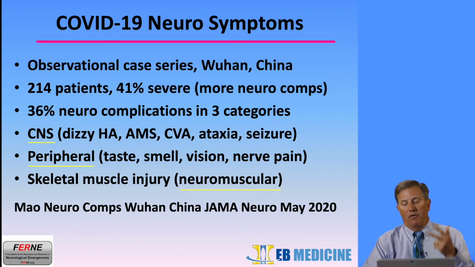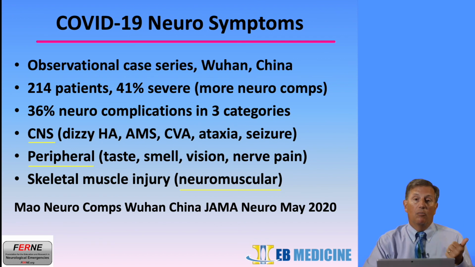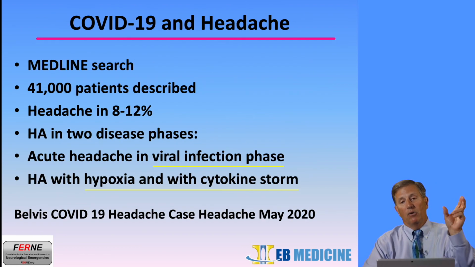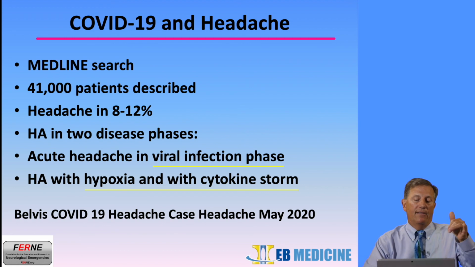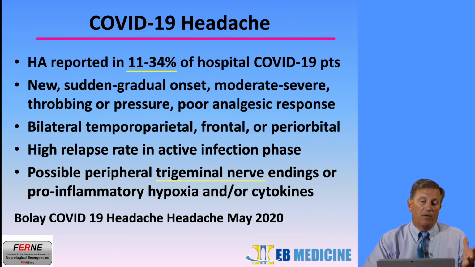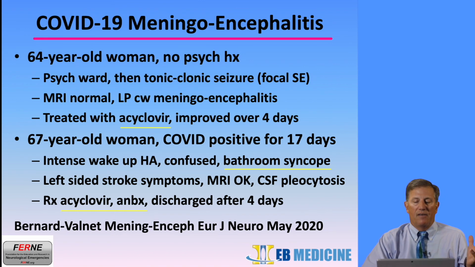We know that in general there are 3 types of neuro symptoms with COVID-19. CNS findings: dizziness, headache, altered mental status, CVA, ataxia, seizure. Peripheral: taste, smell, vision problems, nerve pain. And skeletal muscle injury or neuromuscular problems. We know that there's both a viral infection phase and a headache that can occur with hypoxia and or the later cytokine storm. We know that there's headache in up to 1/3 of hospitalized patients with COVID-19. We know that COVID-19 can cause peripheral trigeminal neuralgia. We know that meningoencephalitis can occur.